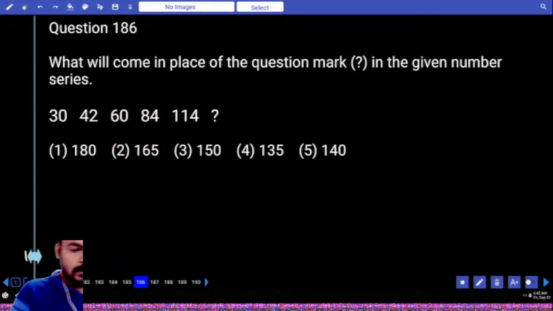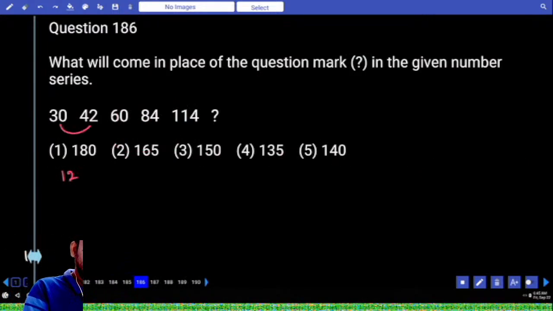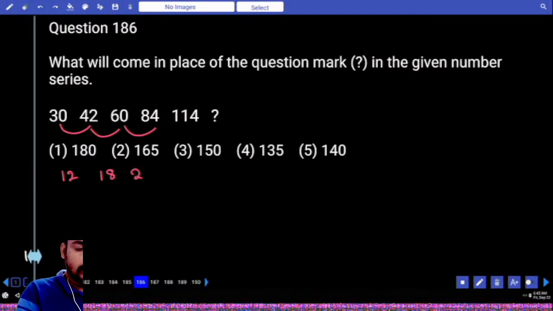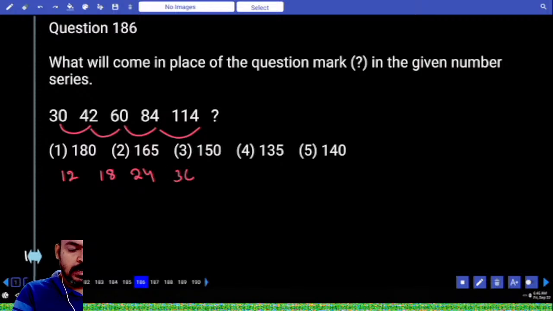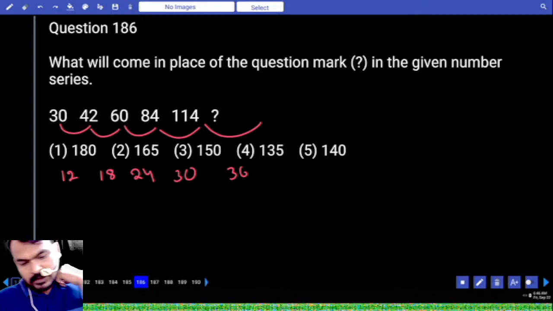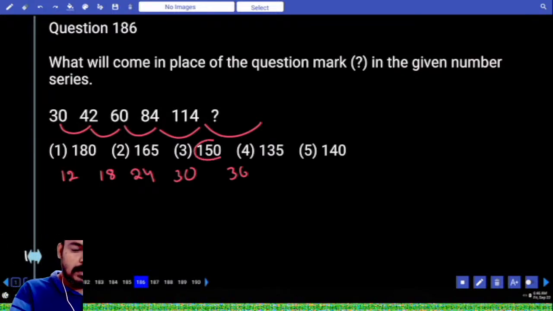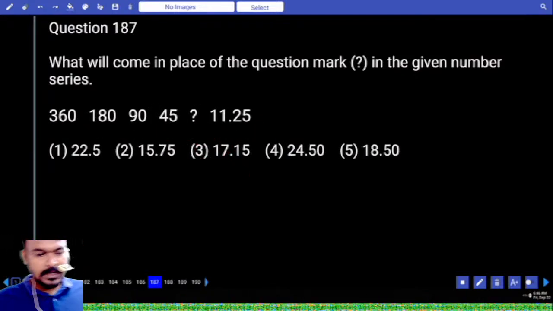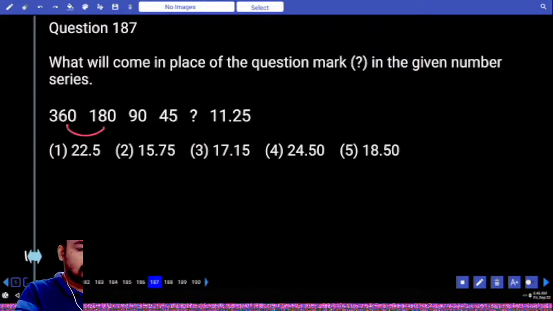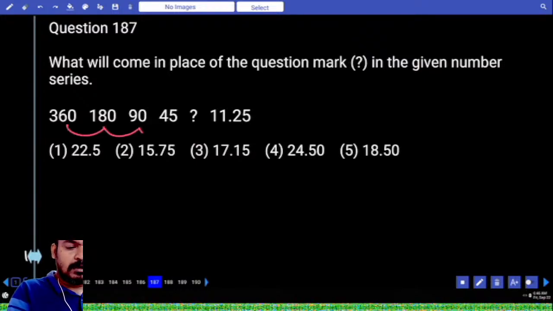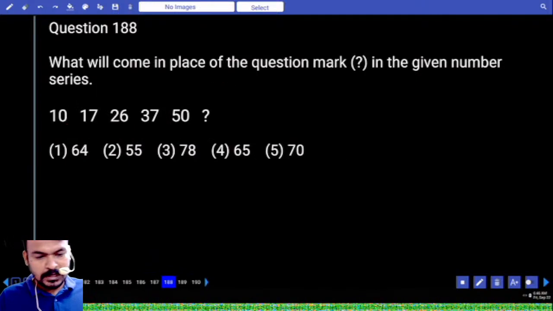186. What is the first one difference? 12. Next one 18. Next one 24. Next one 30. All are in 6 difference or not? Next one 36. 114 plus 36, 150. Next, 187. What is the half of the 360? Next half, again half. What is the half of the 45? 22.5. Next, question number 188.